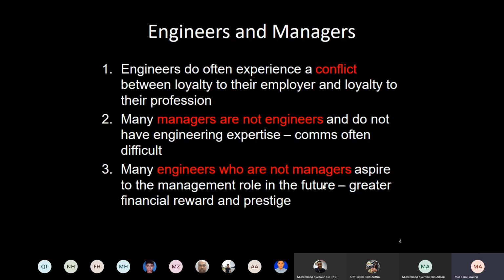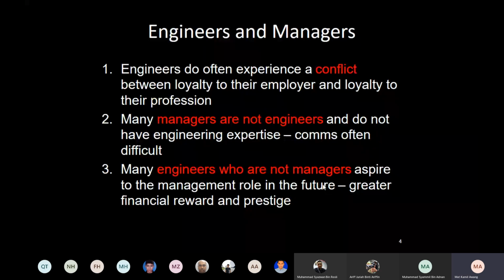So how far can you comply with the instruction of your manager? This conflict will come into play. And in the case studies later, maybe in two to three lectures in the future, you will see a lot of these conflicts that arise.